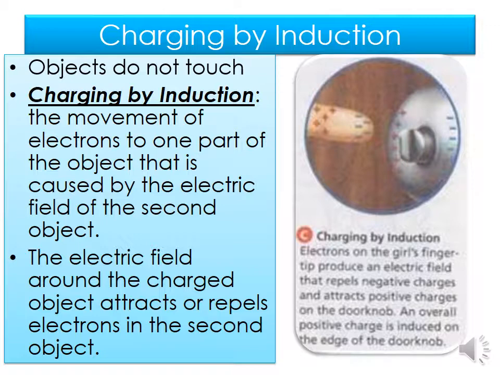So charging by induction: electrons on the girl's fingertip produce an electric field that repels negative charges and attracts positive charges on the doorknob. An overall positive charge is induced on the edge of the doorknob. Okay, so read that again. An overall positive charge is induced on the edge of the doorknob.